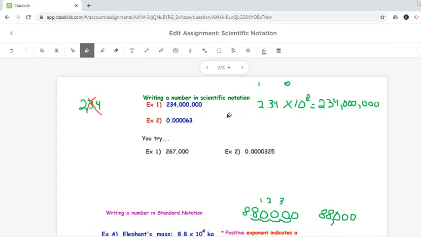Okay. So we'll do example 2. So we need to, again, make it between 1 and 10. So that would be 6.3 times 10. It's always times 10. Times 10. Okay. Now, we want to make this smaller. We want to make the 6.3 smaller because this is smaller. So it should be a negative exponent.